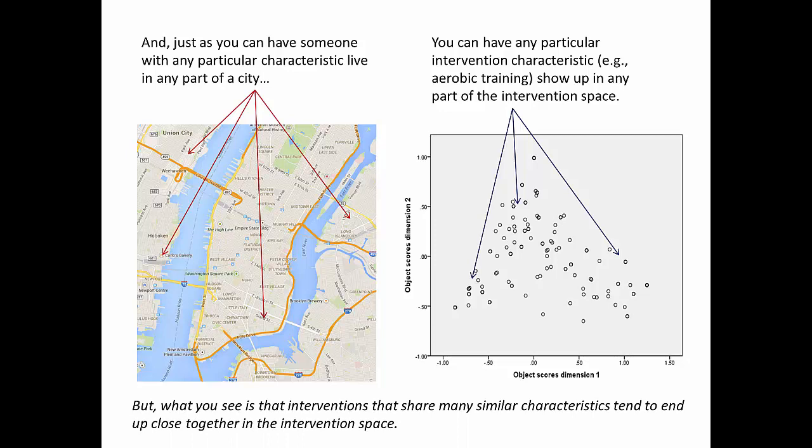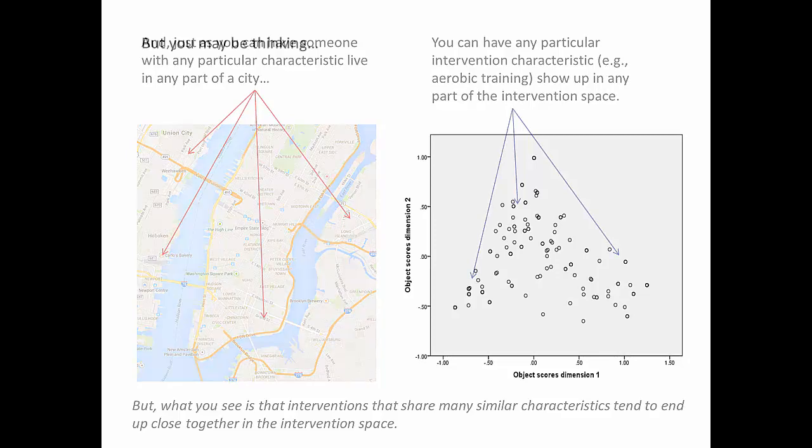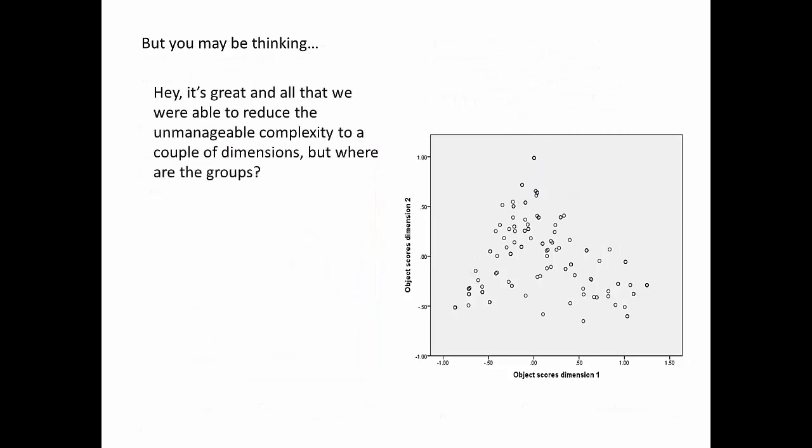But what you see is that interventions that share many similar characteristics tend to end up close together in that intervention space. But you may be thinking, it's great and all that we're able to reduce that unmanageable complexity to a couple of different dimensions, but where are the groups in this thing? Well, that's what we wondered too.